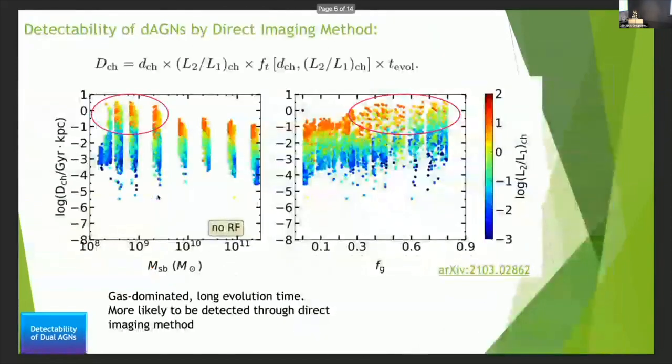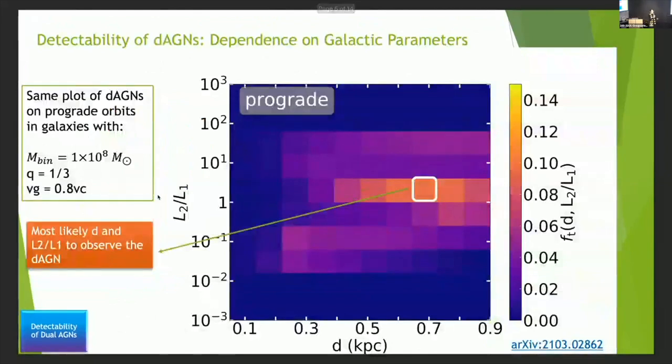And here, sorry, we're seeing the same plot but for another system with relatively higher pair mass, more comparable mass ratio, and in systems with faster rotating gas disks. And in this case, we see by this pixel here that this system is most likely to be observed at a separation of around 700 parsec and at a luminosity ratio of 1. So both quantities are higher compared to the previous slide, right?